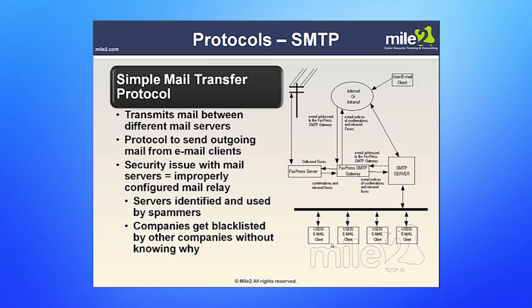Simple mail transfer protocol, think email. Port 25. This is something that would need to be secured, of course. Transmits mail between different mail servers. It's a protocol to send outgoing mail from the email clients. Many security books bring up a security concern where these systems are being used as a mail relay, an email relay. And email can be basically moved from one email server to another email server and passed on.